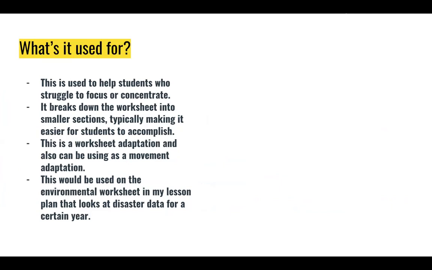What is it used for? The traveling assignment is used to help students who struggle to focus or concentrate. It breaks down the worksheet into smaller sections, which typically makes it easier for students to accomplish. Students don't have to look at a whole worksheet all at the same time, but they can look at a smaller section and then complete one section at a time. It can reduce stress and make that less overwhelming for the students.